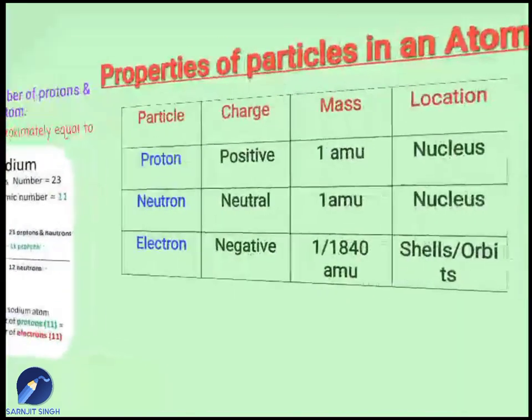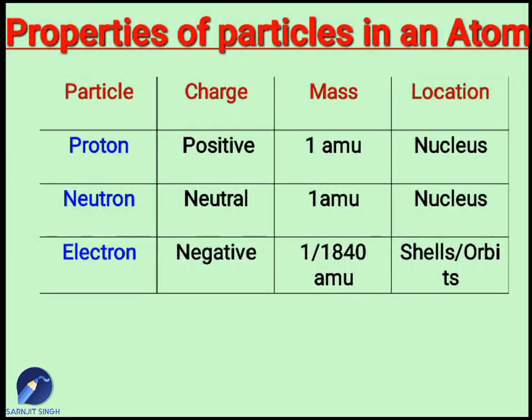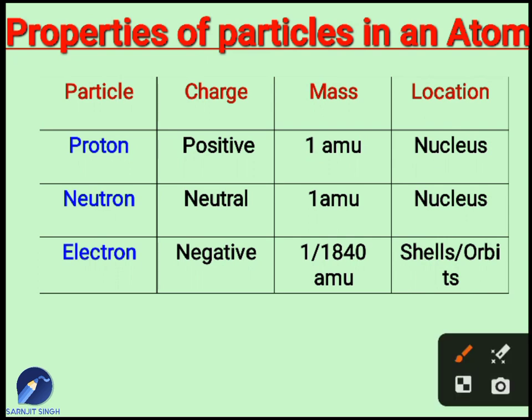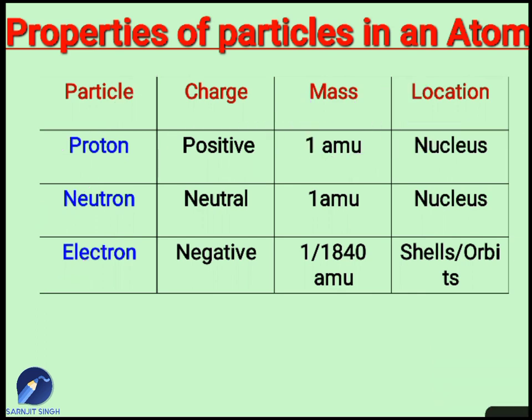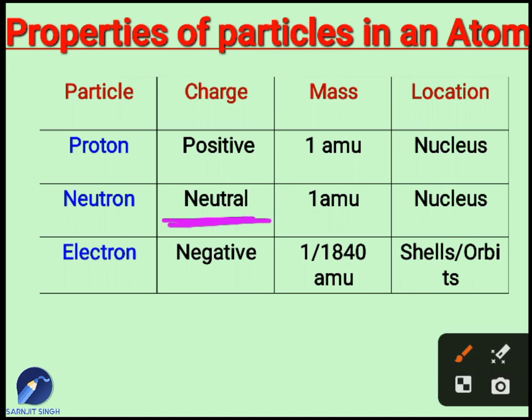Next, some properties of particles in an atom. I already explained this in the previous slides. In an atom there are 3 types of particles: the first is proton, the second is neutron, the third is electron. Now the charge. A proton carries a positive charge. But a neutron does not have any charge. That is why it is neutral in nature. It has zero charge.